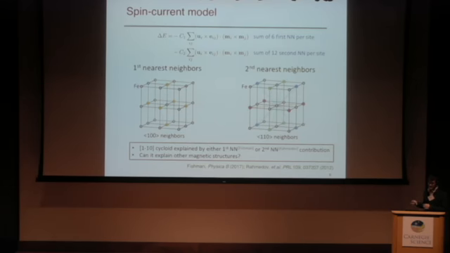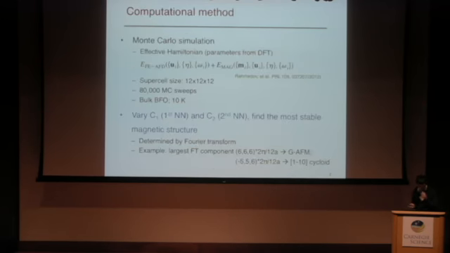But in this talk, I'll show you that to explain all the magnetic structures in BFO, we may have to consider both the C1 terms and the C2 terms. So what we did is perform Monte Carlo simulations based on the effective Hamiltonian. In the Hamiltonian, we consider not only the magnetic energies I just discussed, but also the energy related to the dipoles, the tiltings, and the strain.